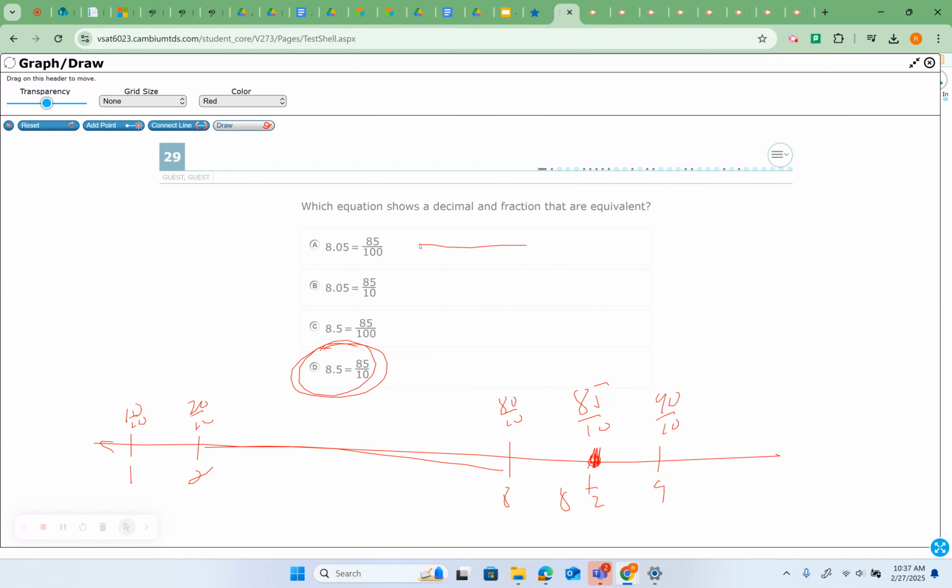This one, if you try to number line it, here's 0, here's 8, and then 8.05 is here, but the 85 hundredths is right here because it's less than 1. That might have worked too. You could have tried that out. But definitely number line it, draw pictures.